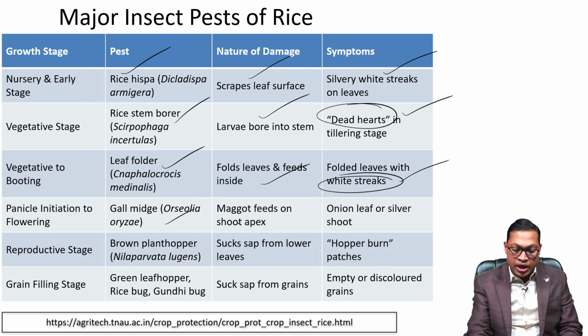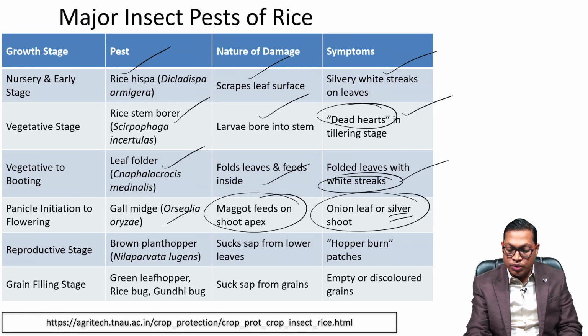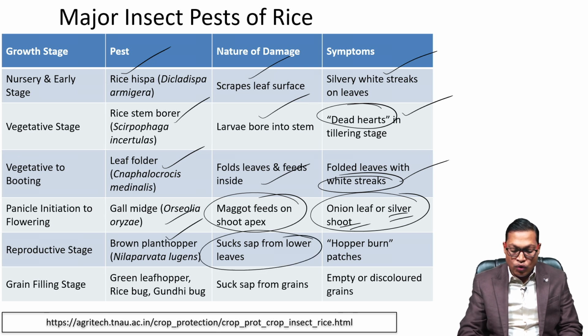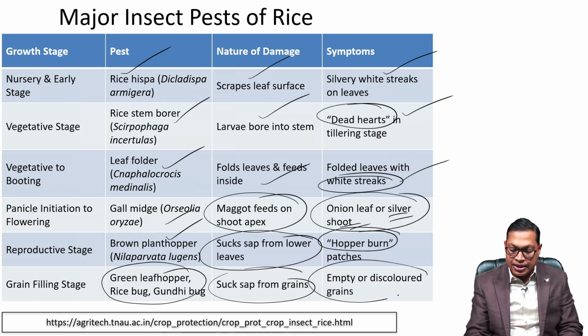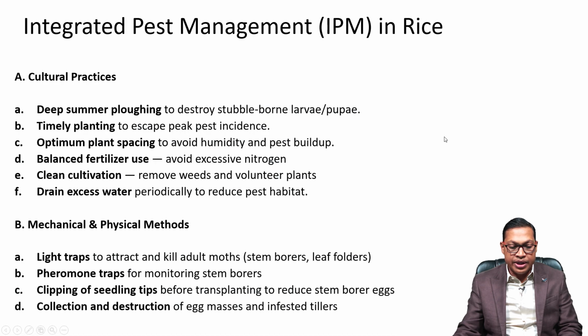Then gall midge, maggots feed on the shoot apex and onion leaf or silver shoot formation can be seen in this infestation. Then brown plant hopper, it sucks sap from the lower leaves of the rice and causes hopper burn. The plant will look like it is burnt. And green leaf hopper, rice bug and gundhi bug suck sap from the grains and empty or discolored grains can be seen. So, these are the major symptoms which can be seen in rice.